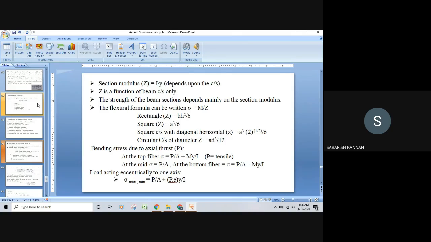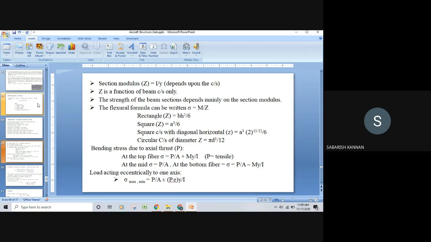At the mid, sigma equal to P by A, that is just load by area, right? And at the bottom, P by A minus M into the distance from the bottom fiber to the neutral axis, divided by the moment of inertia I. M is nothing but bending moment.